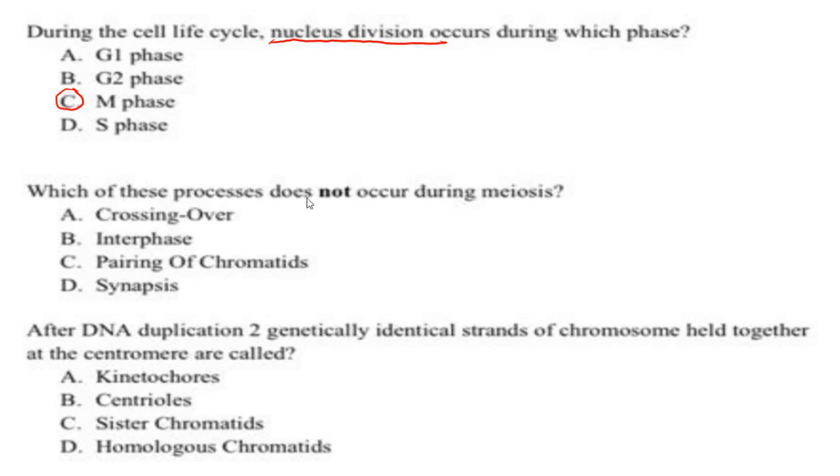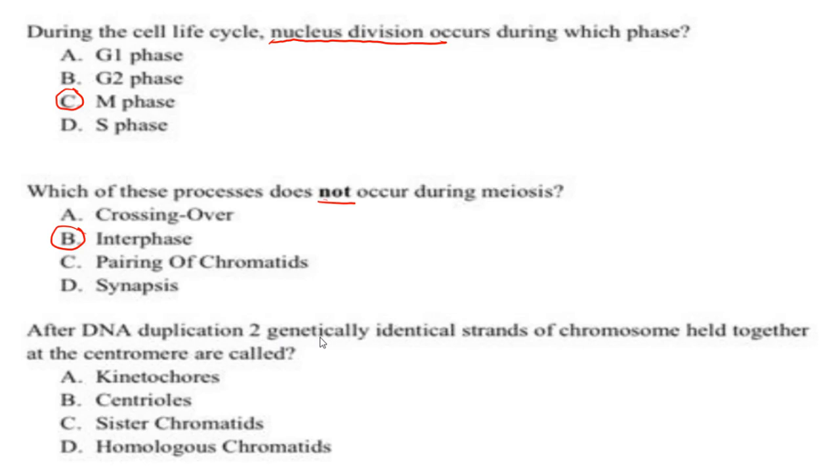Which of these processes does not occur during meiosis? We have crossing over, which takes place at prophase 1, and then we have pairing of chromatids to form the tetrad, and then we have desynapsis. These are happening in prophase of meiosis 1. And the only one which doesn't take place is what? It is the interphase. Okay.